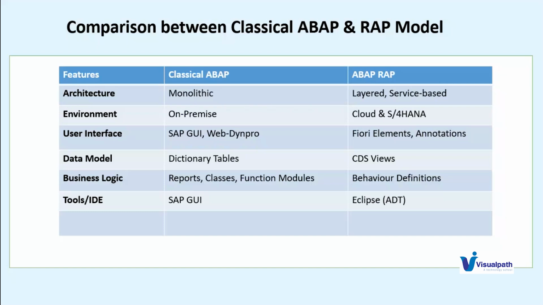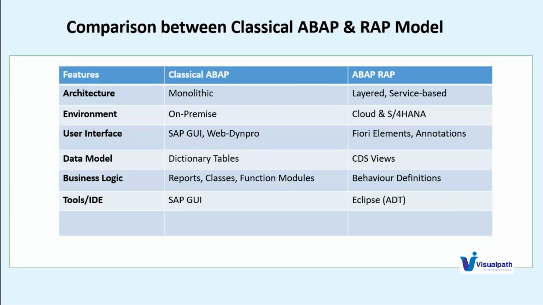But in ABAP RAP, we will have layer based development. In layer one, data modeling will come. In layer two, service based things like service definition and service binding, and in layer three we can expose and consume them. Then classical ABAP was applicable to on-premise, okay? And with ABAP RAP we can develop applications on-premise, on cloud, or on BTP. The user interface is SAP GUI and WebDynpro in classical ABAP, but in ABAP RAP we will have Fiori elements, a kind of UI application using the annotations and data models.